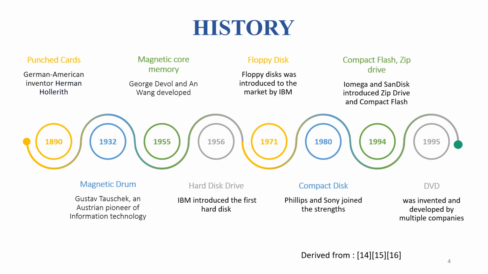Later in 1956, the hard disk was introduced by IBM, and later in 1971, the floppy disk was introduced by IBM, and later in 1980, the compact disk was introduced into the market by Philips and Sony. Till that time, all the memory technologies introduced into the market were based on magnetic encoding. It was only in 1980 that the compact disk was introduced, which used semiconductor laser technologies to store data. Later in 1994, compact flash and zip drive were introduced by Iomega and SanDisk. Later in 1995, DVD was invented by multiple companies like Philips, etc.